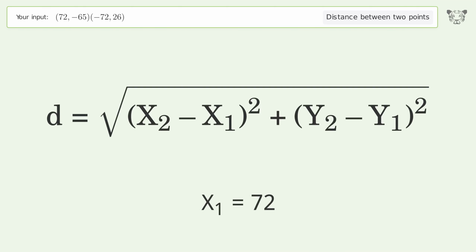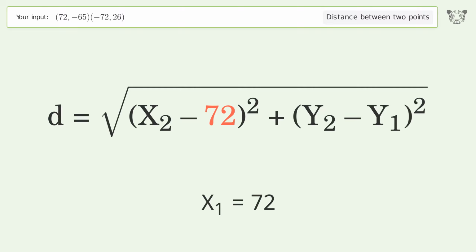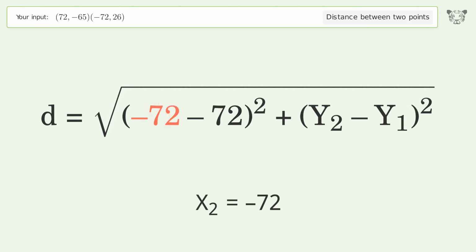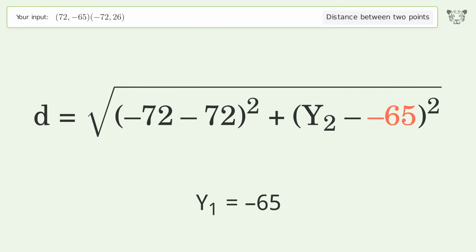x1 equals 72. x2 equals negative 72. y1 equals negative 65. y2 equals 26.